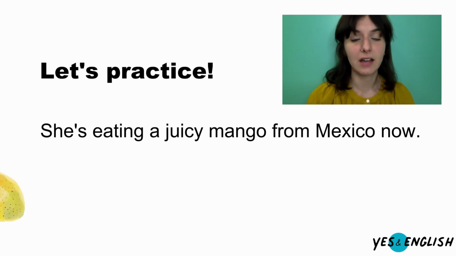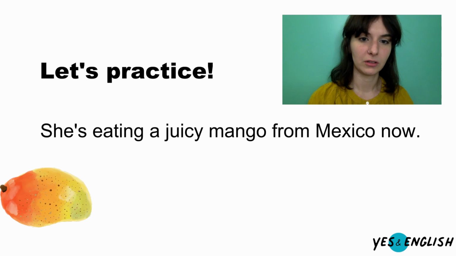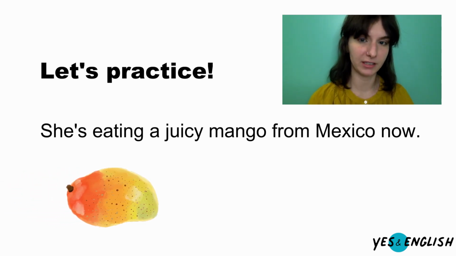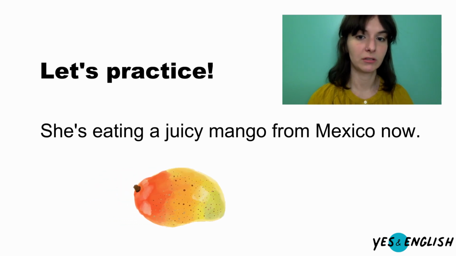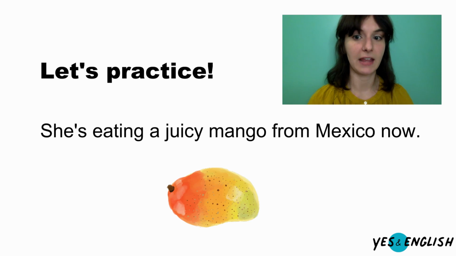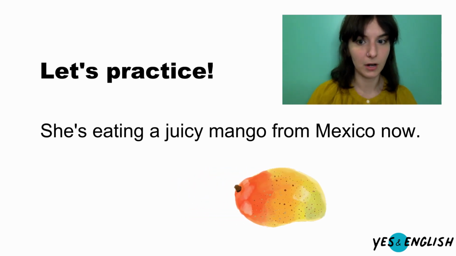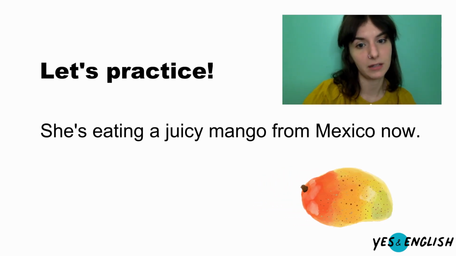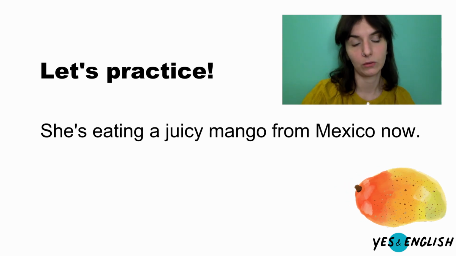She's eating a juicy mango from Mexico now. So pause the video and find the nouns, the verbs, the adjectives, and the adverbs. Ready? All right. So where are the nouns in this sentence? She's eating a juicy mango from Mexico now.